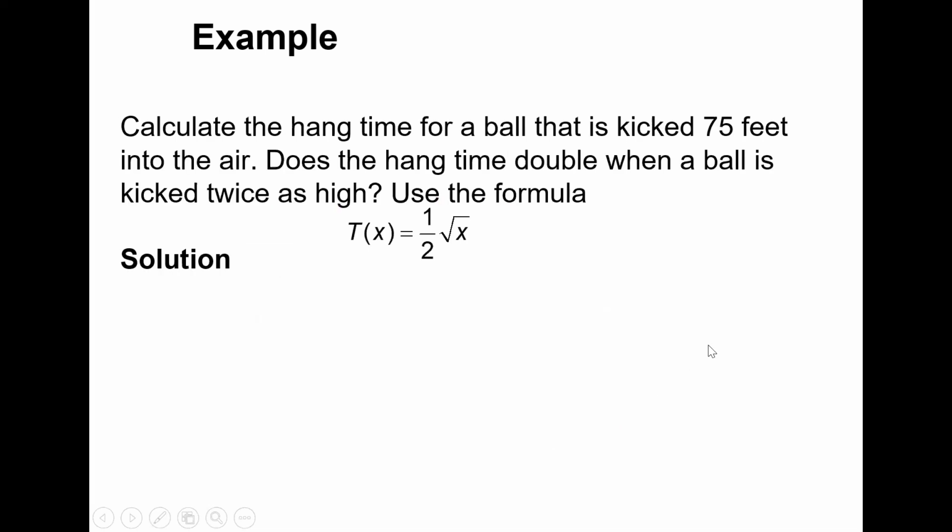All right, so now here we're supposed to calculate the hang time for a ball that is kicked 75 feet into the air. Does the hang time double when a ball is kicked twice as high? Use the formula T of x, which is the hang time at the height x, 1/2 square root of x. All right, so we're going to plug in 75. Well, that's easy. Now we have this. Now we have to use our calculator, and that's going to be about 4.3 seconds.